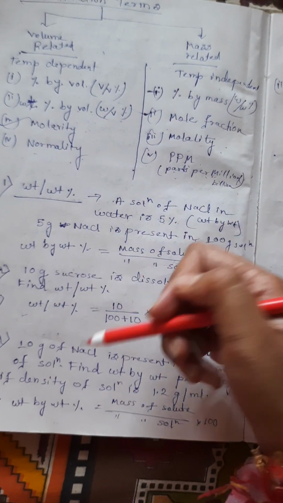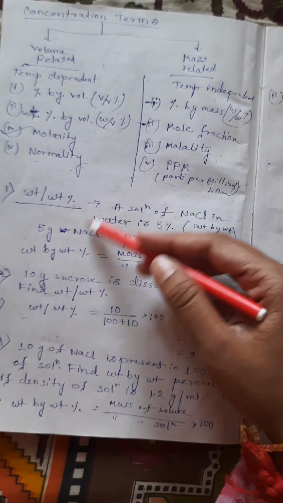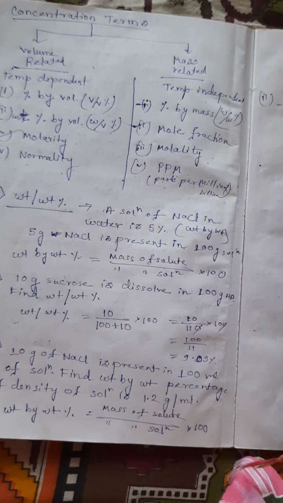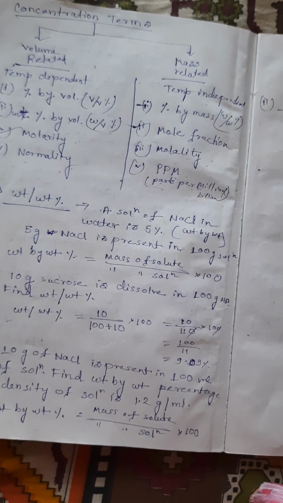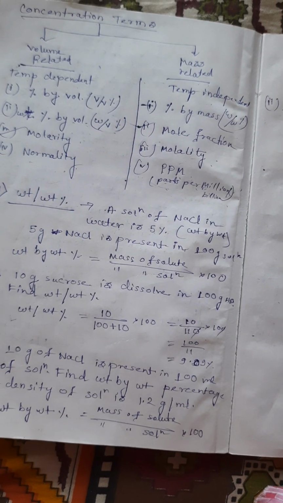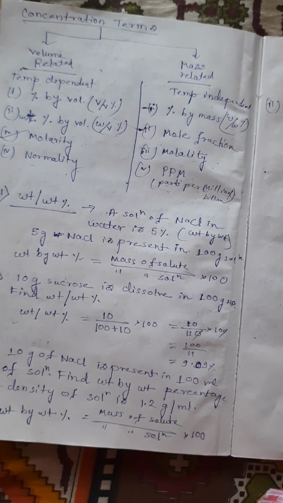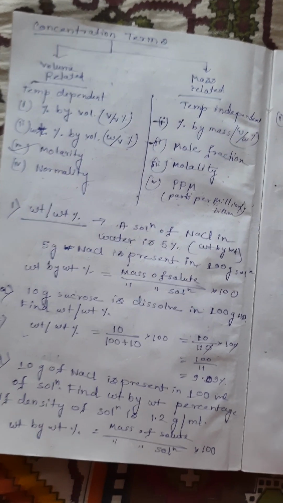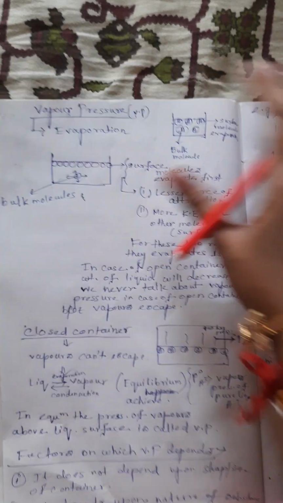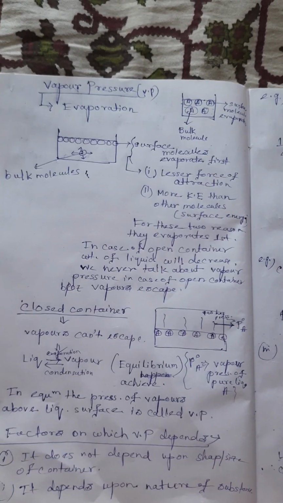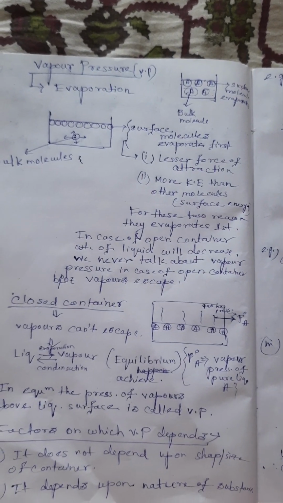Now see, we have already discussed all of these terms in class 11. Okay, so you just read these topics, and also solve the numerical problems from your book. Now we just move to the next topic, that means vapor pressure.